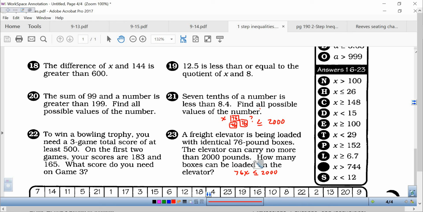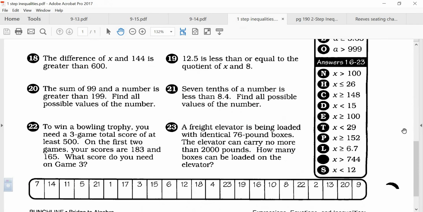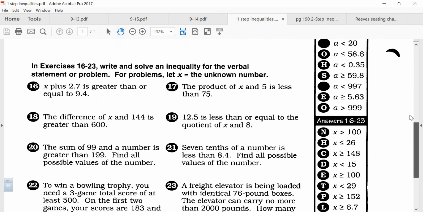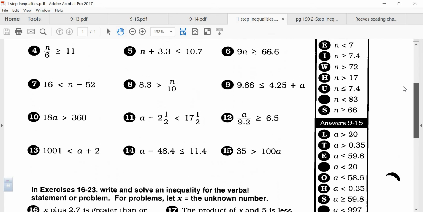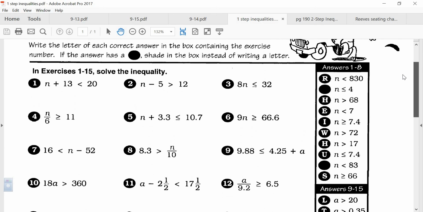Now, keep in mind, you're not going to have part of a box. So say we got, I don't know, 7.2 boxes or something like that, then we would round down to 7 boxes. You're going to round down no matter what because you're not going to have part of a box. All right, so that is solving one-step inequalities and some word problems with one-step inequalities.